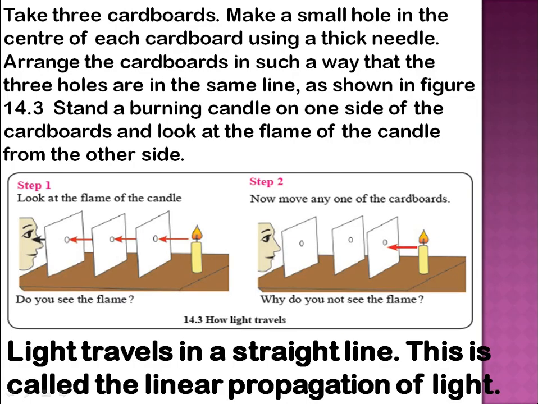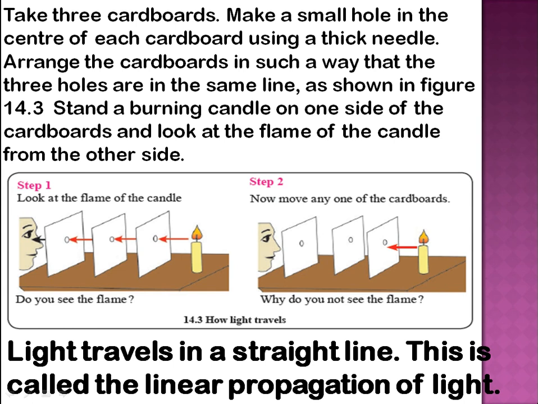Now here is an experiment we can see. See the figure and how the light travels in a straight line. A small activity has been shown here. By seeing this activity we can see how light travels in a straight line. This is known as the linear propagation of light. We have to take 3 cardboards and make a hole in the center of each cardboard using a thick needle.